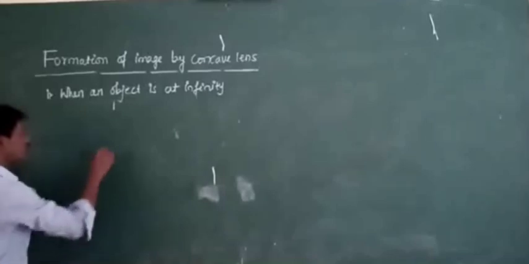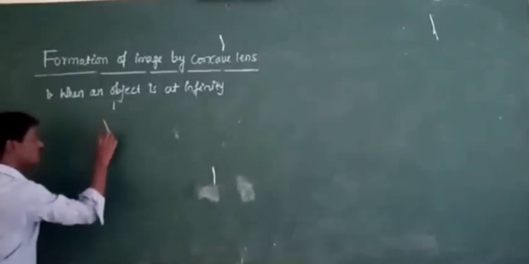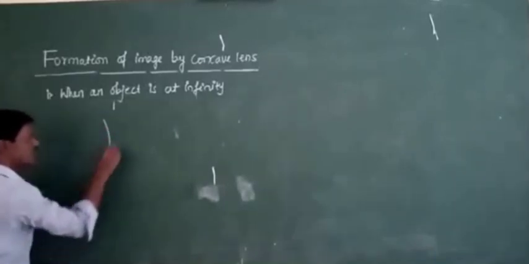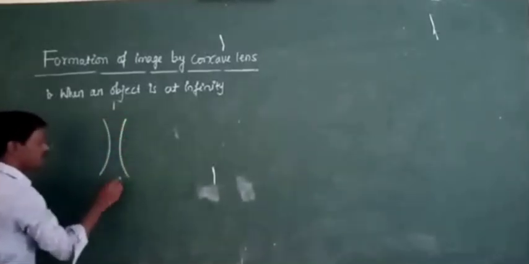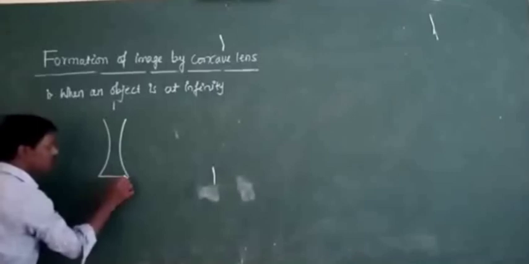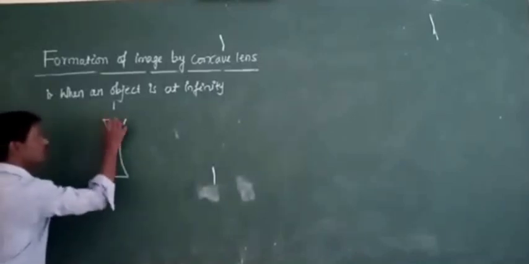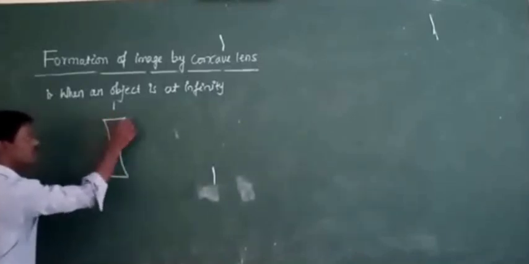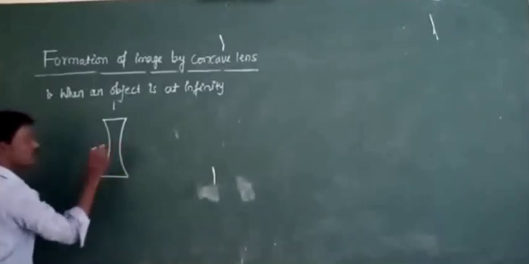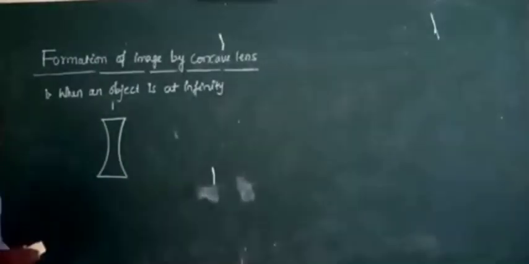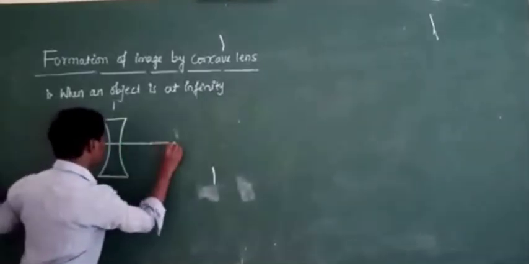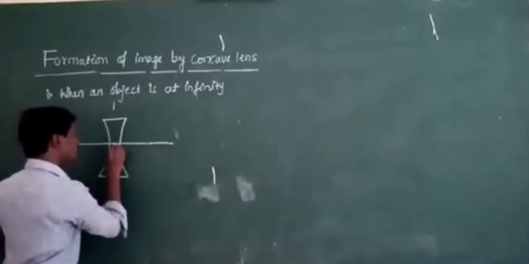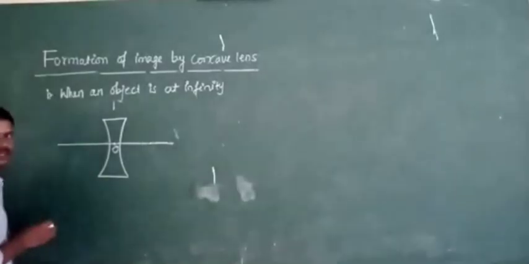Now let us consider which lens we are going to consider. We are going to consider concave lens. Already you know what is meant by concave lens. Concave lens is a lens which is thin at the middle and thicker at the edges. Edges are thick here, but middle is thin here. It is called concave lens. Now let us draw the principal axis and the optical center of the lens, represented by O.